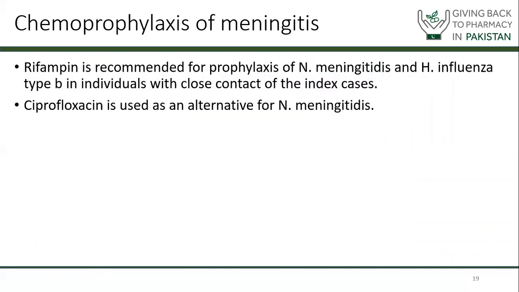Now, chemoprophylaxis of meningitis. It is recommended that the staff or even the children who have close contact with the patients should receive a prophylactic dose of rifampicin to cover Neisseria meningitidis and H. influenzae. And as an alternative, if the surrounding population is resistant to rifampin, then ciprofloxacin can be used.